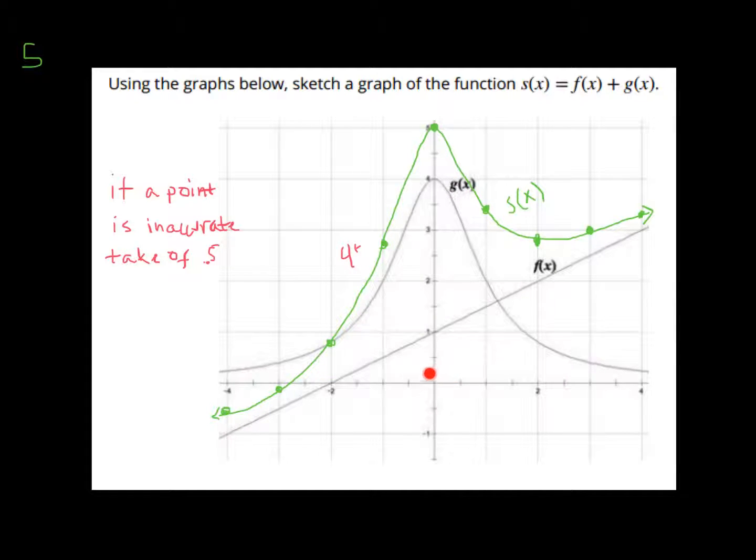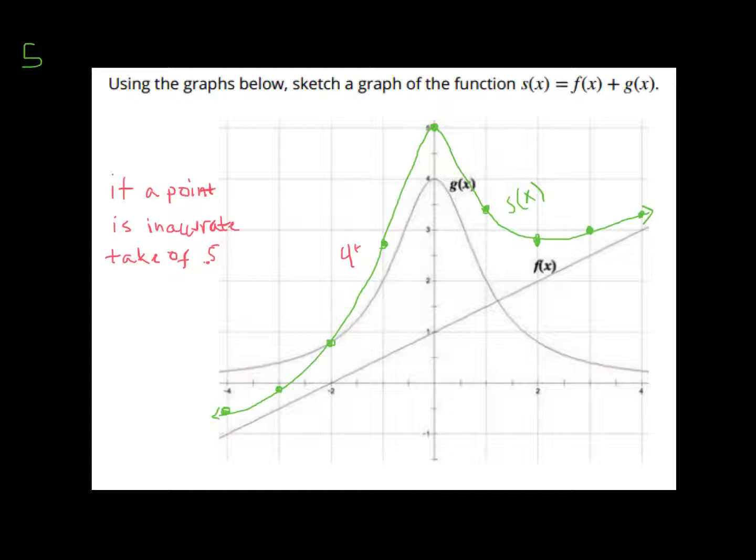Consider the x value 0. So s of 0 is going to be f of 0 plus g of 0. Well, f of 0 is 1, g of 0 is 4, and 4 plus 1 is 5. So that's what my function s is going to be when x is 0. So I can do this for each point.